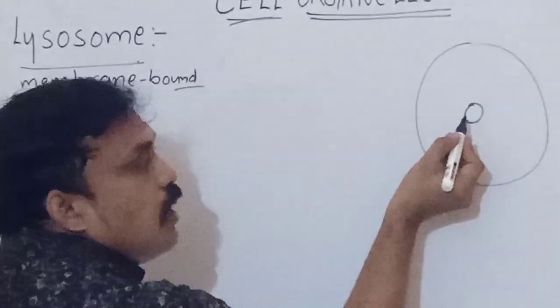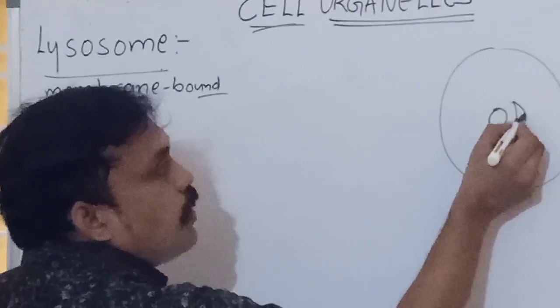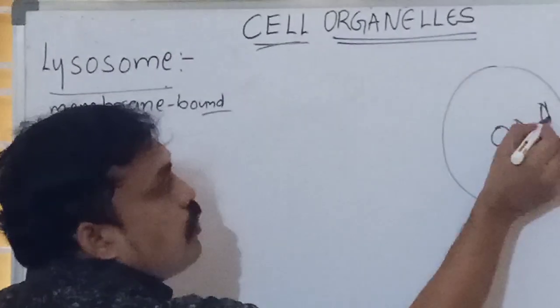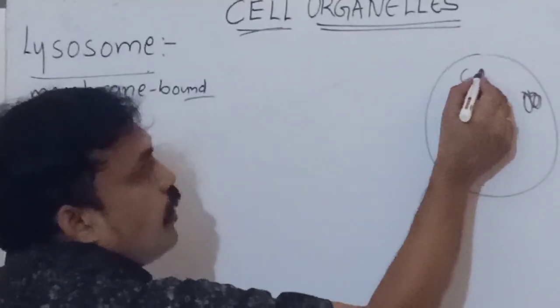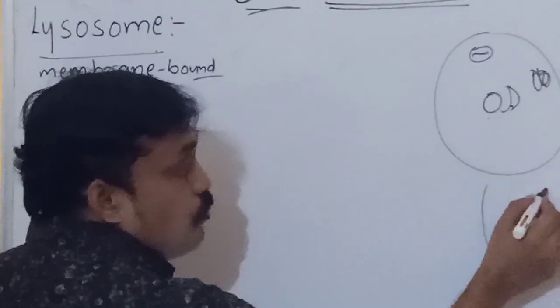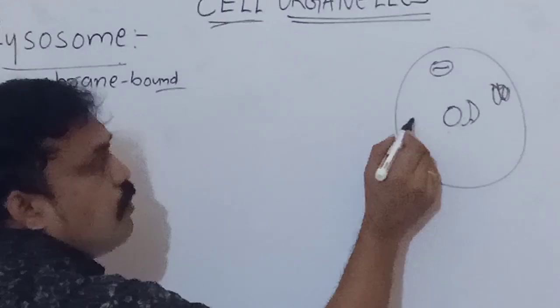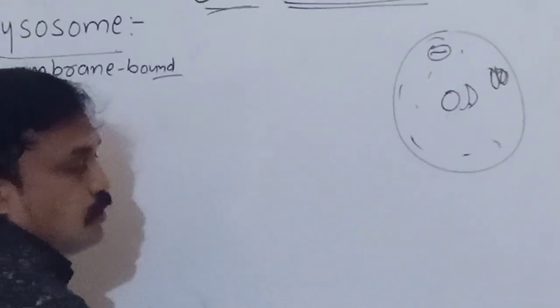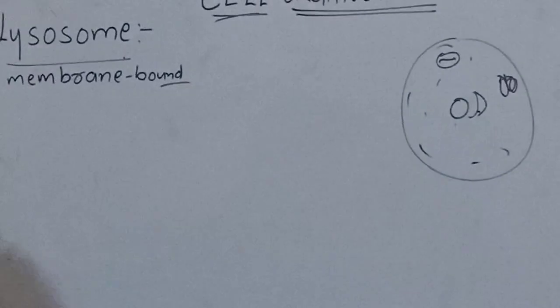For example, this is a cell. In that cell, we have the nucleus, endoplasmic reticulum, Golgi apparatus, and mitochondria. In a plant cell, we also observe chloroplast. These are cell organelles. The remaining cell organelles are lysosomes.